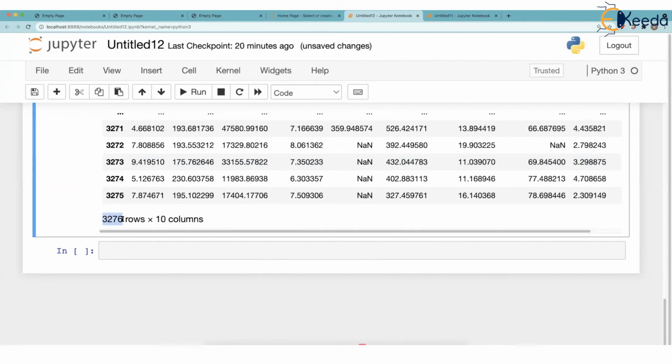3276 rows. Then how many rows are containing potability equal to 1? And how many rows are containing potability equal to 0? I want to know that. I hope you understood the question.